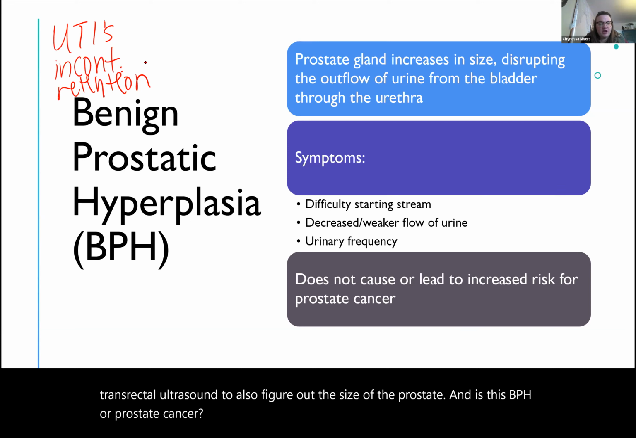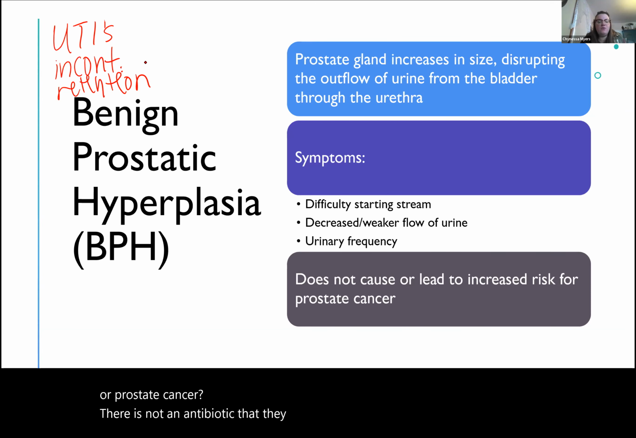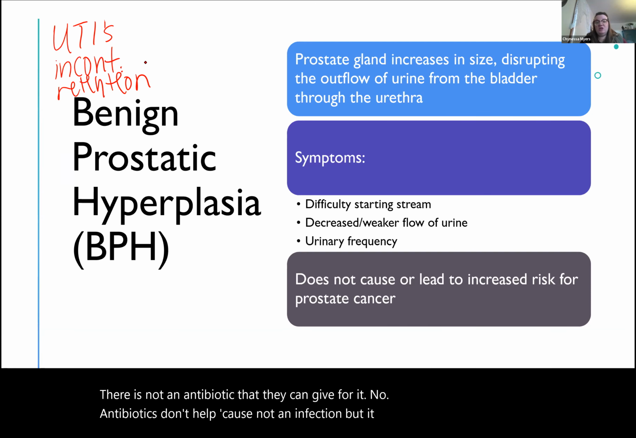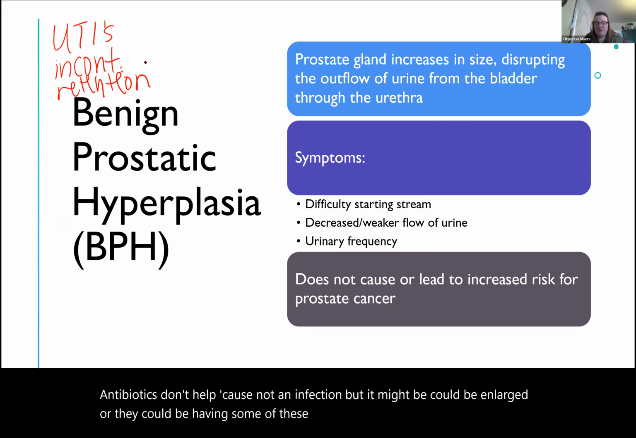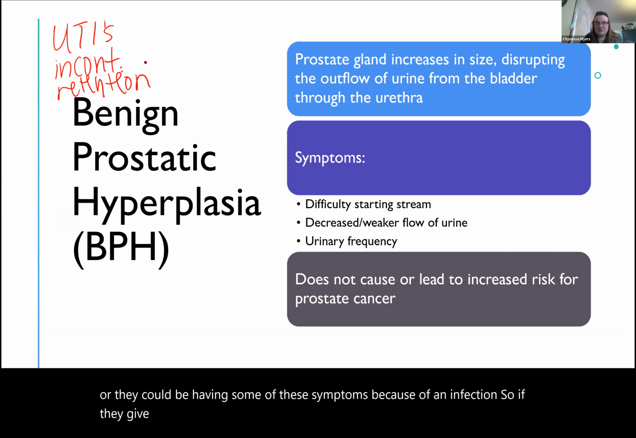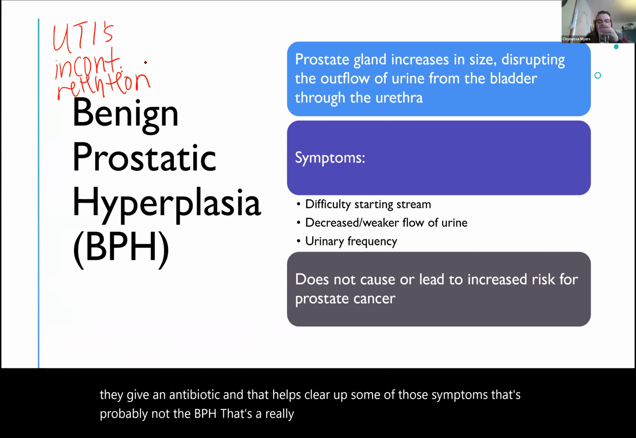There is not an antibiotic that they can give for it, no. Antibiotics don't help because it's not an infection, but it could be enlarged, or they could be having some of these symptoms because of an infection. So if they give an antibiotic and that helps clear up some of those symptoms, then it's probably not the BPH. That's a really good question, Brian. Thank you.